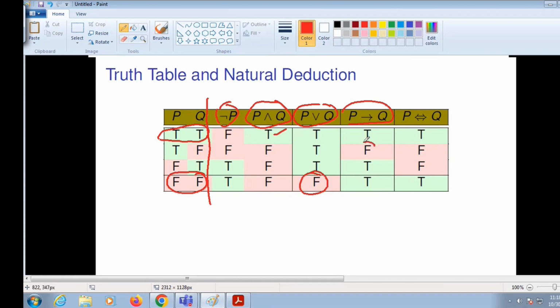It is defined in this way. It is false when P is true and Q is not true, that is, Q is false. In that case, it is false. Otherwise, everywhere it is true. So that is the only reason.